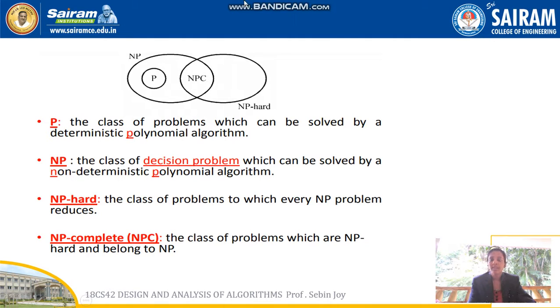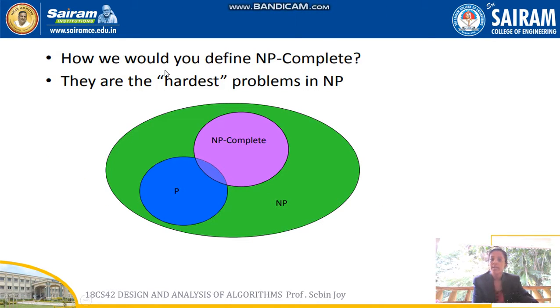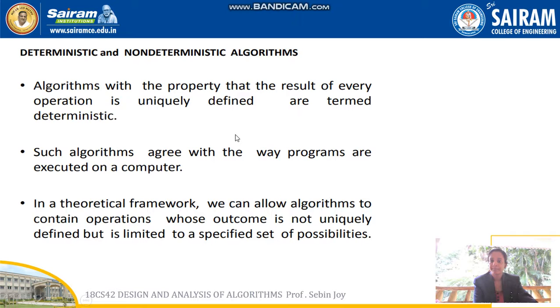This is the concept that you have to study when you are calculating the computing time of algorithms. These are the different categories. Especially you should study decision problems, because from decision problems all these details you will get. Now how would we define NP-complete? These are the hardest problems in NP, and that is called NP-complete.